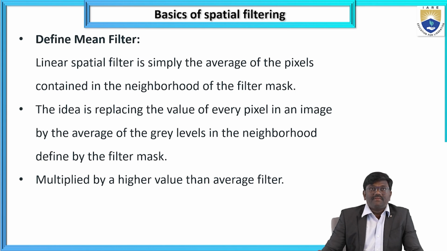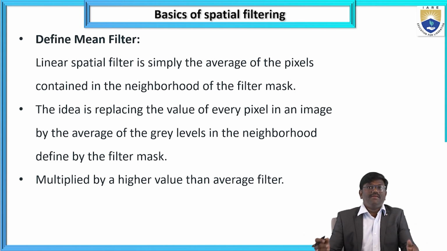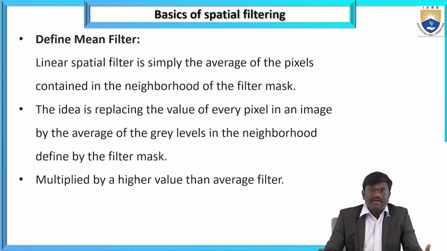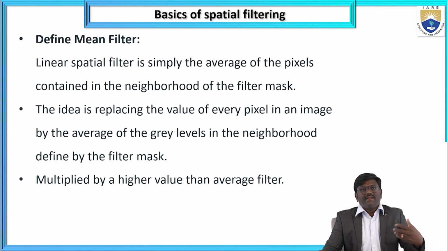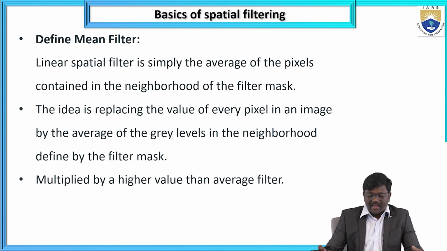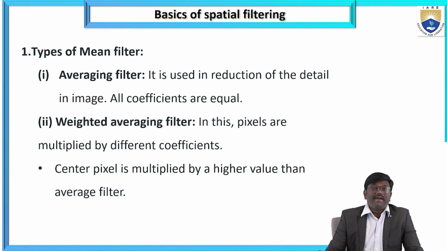Define the mean filter, that is, linear spatial filtering. It is simply the average of the pixels contained in the neighborhood of the filter mask. The idea is replacing the value of every pixel in an image by the average of the gray levels in the neighborhood defined by the filter mask itself. What are the types of mean filter? There are two types of mean filter.